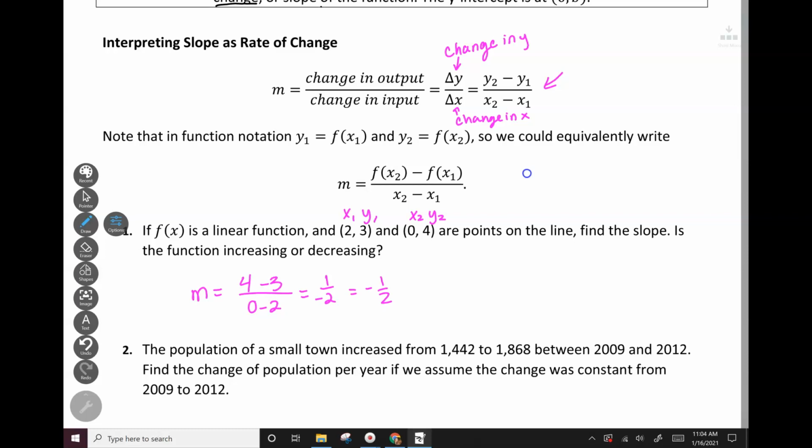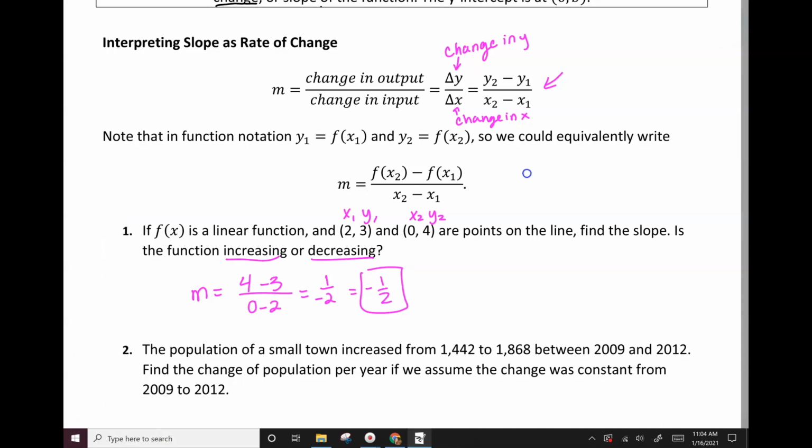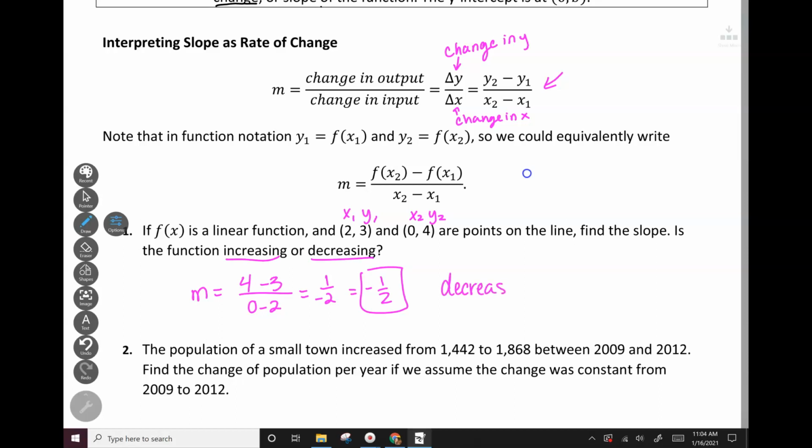All right, so this is the slope, and then it says, is the function increasing or decreasing? If you have a positive slope, your function is increasing. If you have a negative slope, your function is decreasing. As x gets larger, y is going to get smaller because we have that negative slope. So for this one, it's going to be decreasing.